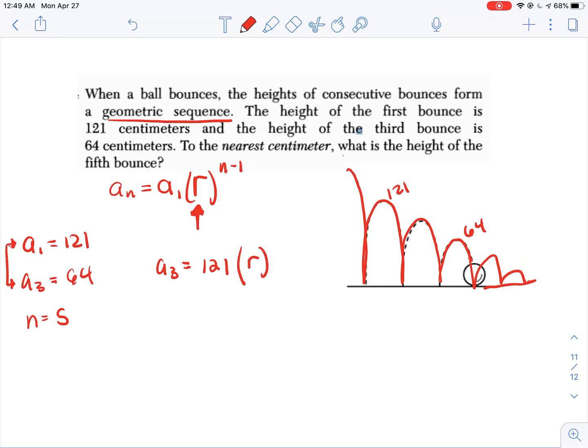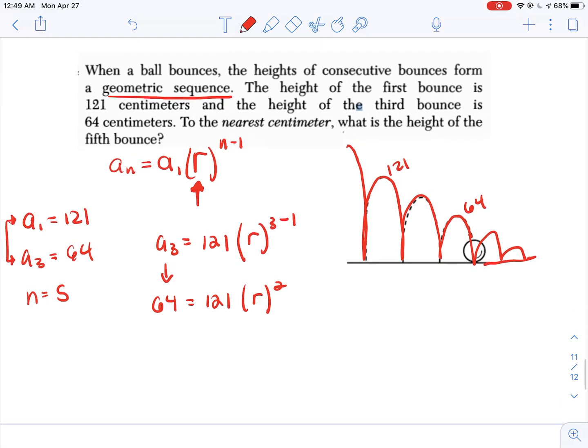So this would be 121. My r value is what we're solving for. My n is 3 minus 1. Okay, so it still looks kind of funny, and that's because a3 has a value. So really, I should be plugging in that value to replace it. And 3 minus 1 is 2.